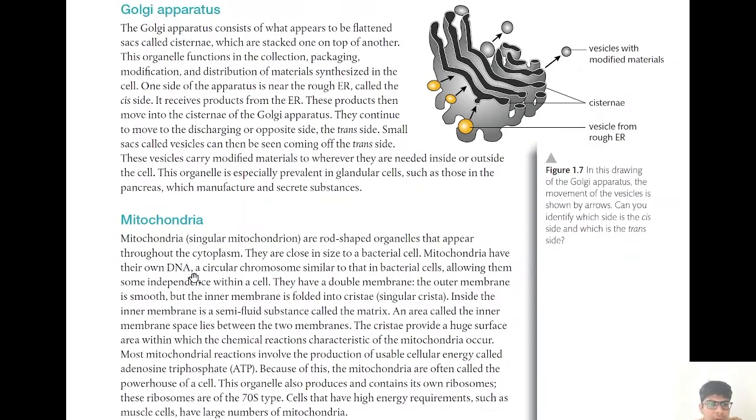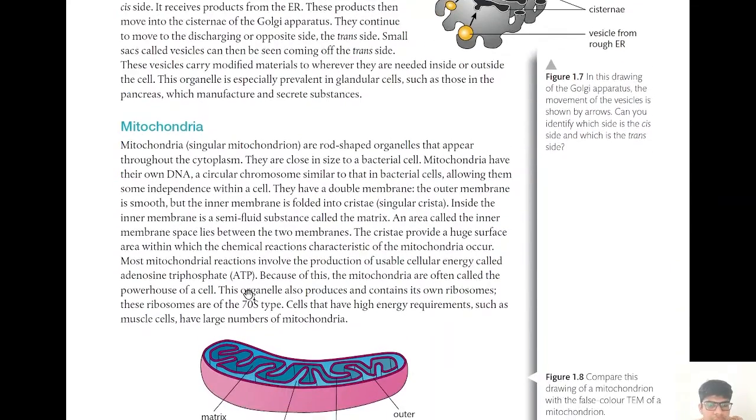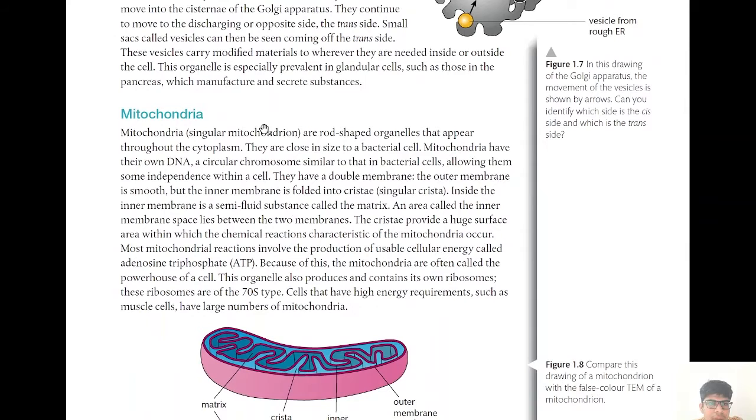Now, mitochondria. Singular is mitochondrion. When there is one, we call it a mitochondrion, and when there are many, they are mitochondria. They are rod-shaped organelles that appear throughout the cytoplasm. They are close in size to a bacterial cell. Mitochondria have their own DNA, a circular chromosome similar to that of the bacterial cell, allowing them some independence within a cell. They have a double membrane.